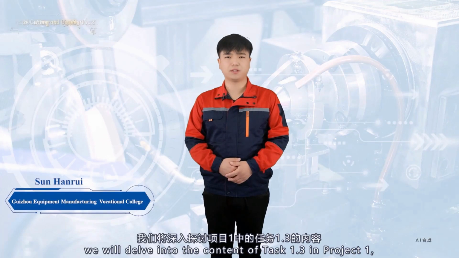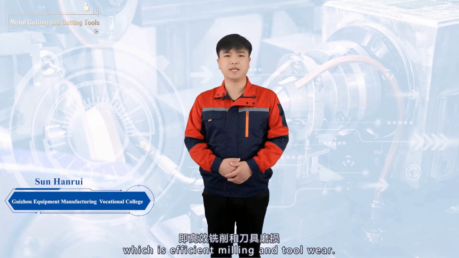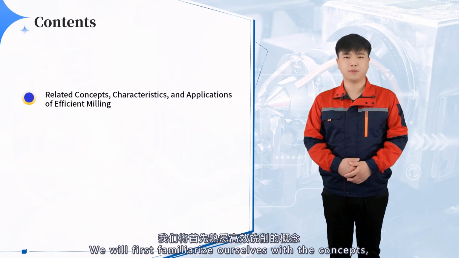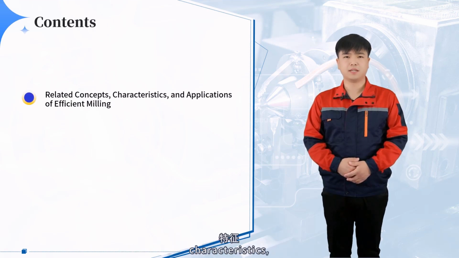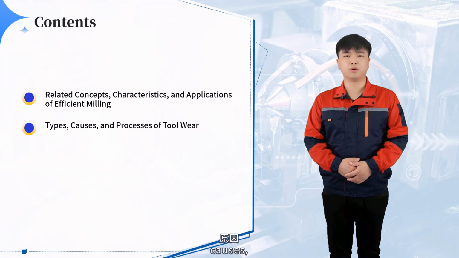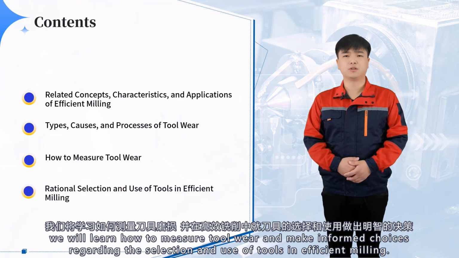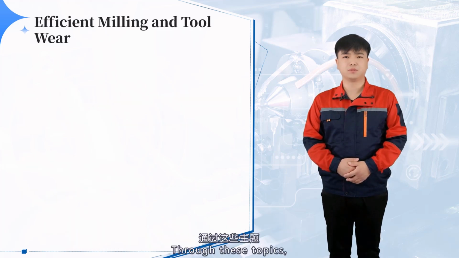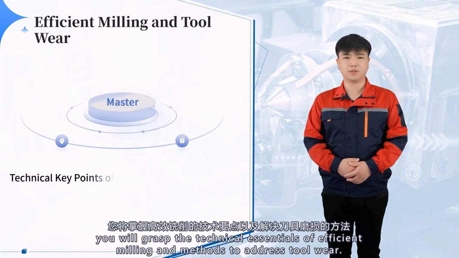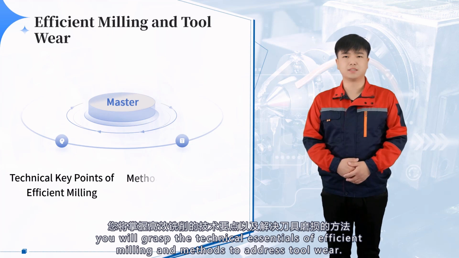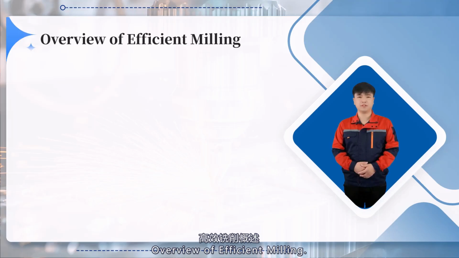In this lesson, we will delve into the content of Task 1.3 Inches Project 1, which is efficient milling and tool wear. We will first familiarize ourselves with the concepts, characteristics, and applications of efficient milling. Then, we will explore the types, causes, and processes of tool wear. Additionally, we will learn how to measure tool wear and make informed choices regarding the selection and use of tools in efficient milling. Through these topics, you will grasp the technical essentials of efficient milling and methods to address tool wear.